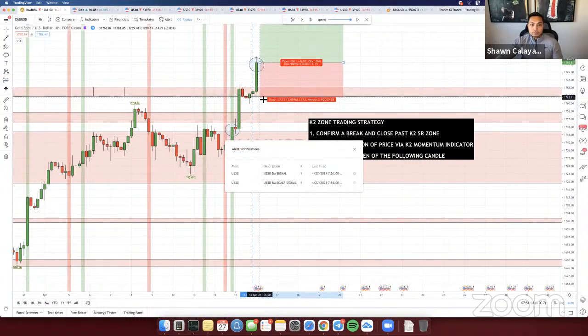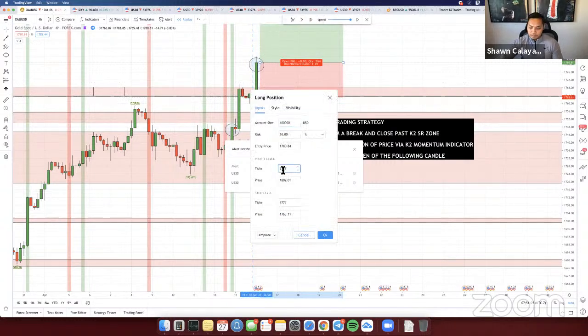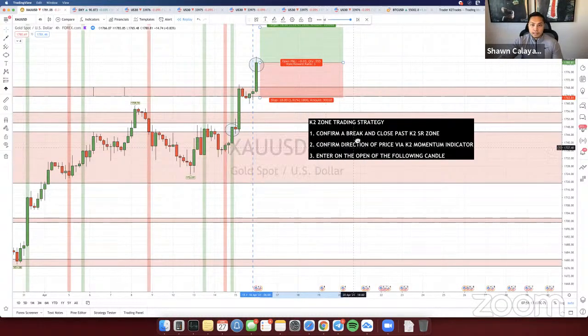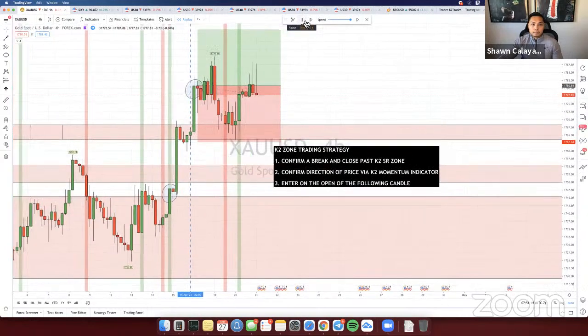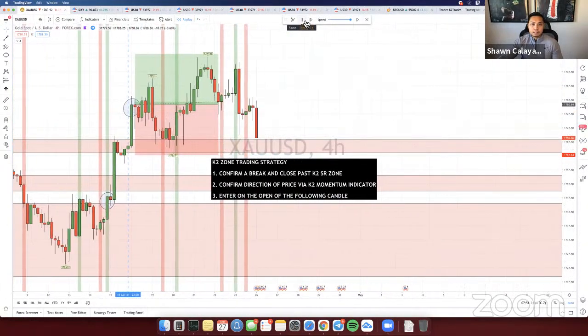I forgot what we try to shoot for here. I think we try to shoot for like 170 or 180 pips or something like that. I don't trade gold, so I don't necessarily know what the sweet spot is for this. But I think a lot of you guys use that as your TP because you put it right below the zone.